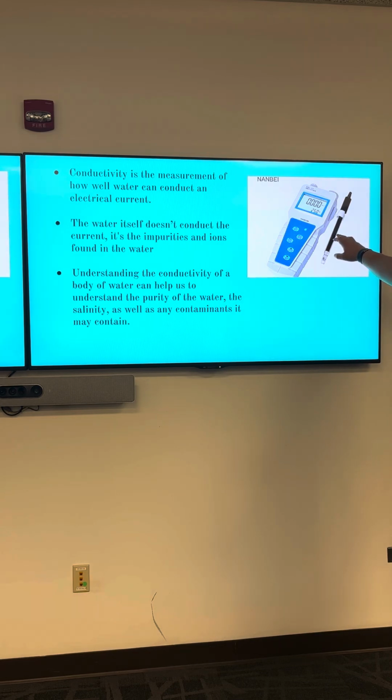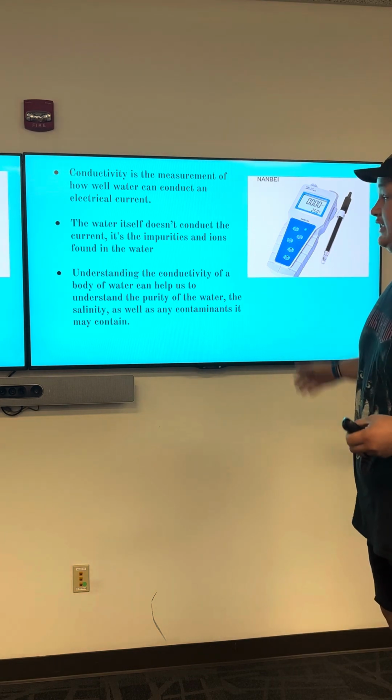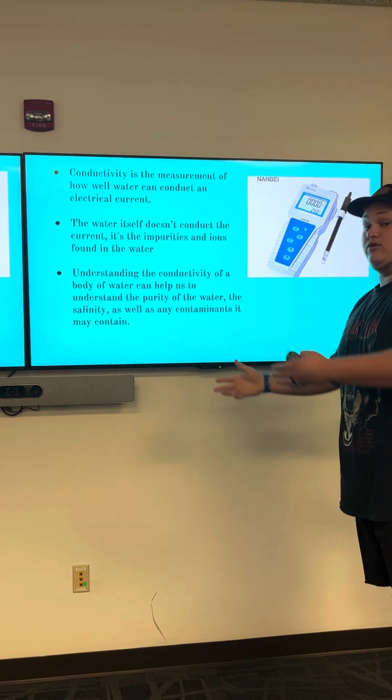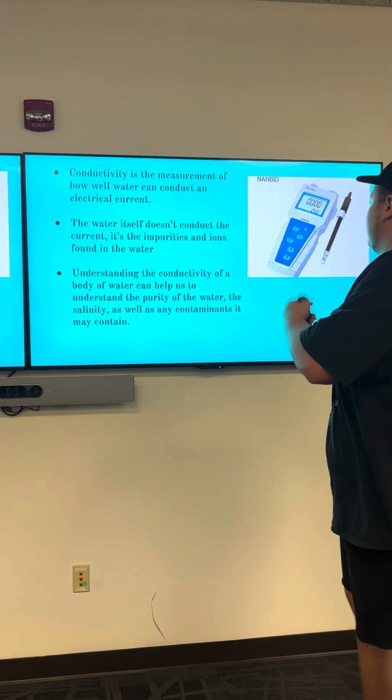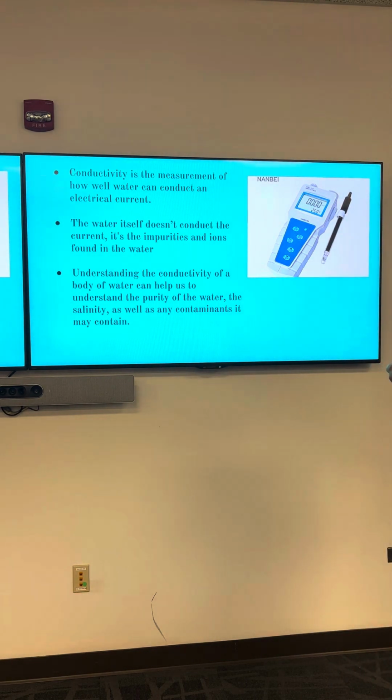And this is a picture of a conductivity meter. Basically you stick this probe in the water and it gives off electrical currents in the water, and it tells you how well the water conducts electricity, or the voltage that's been put in the water. So that's a little bit about it. Let's go to the next slide.